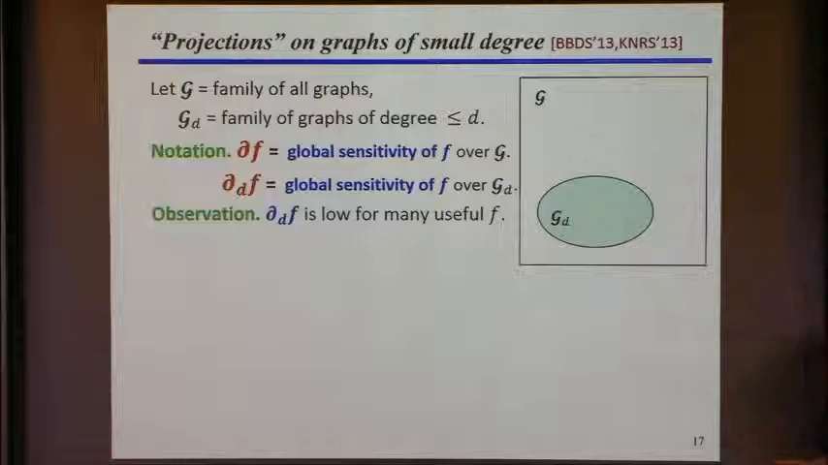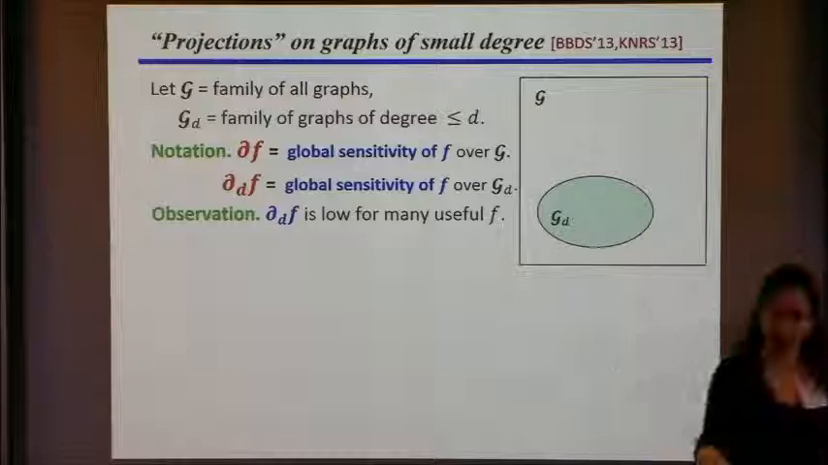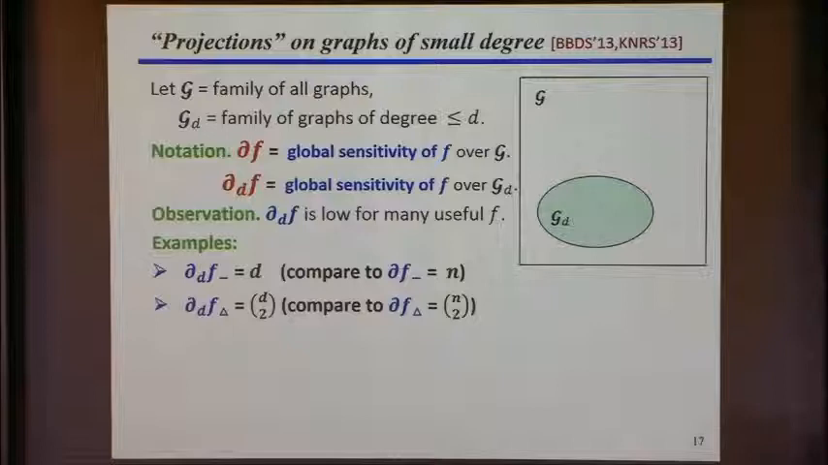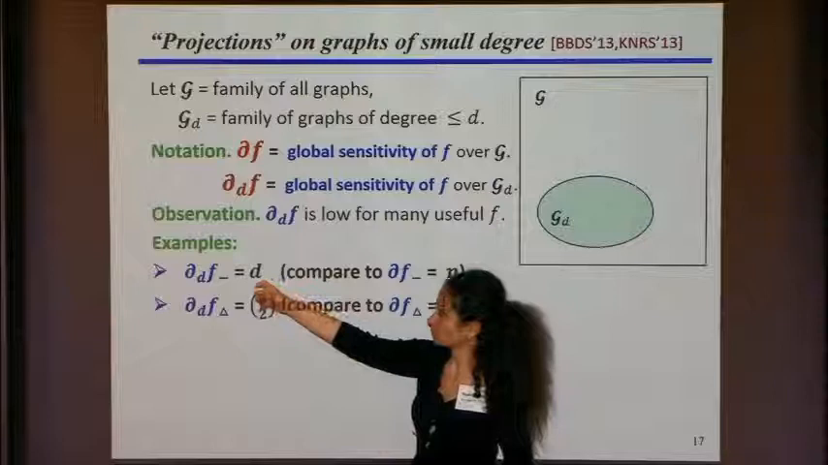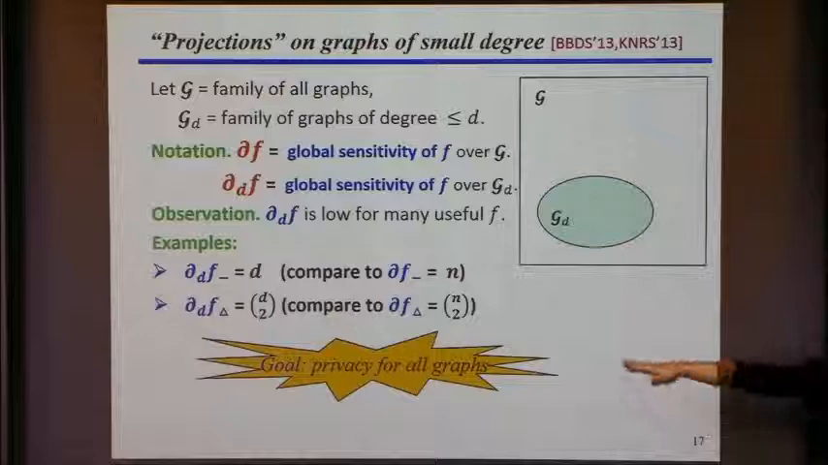And so it's not hard to observe that even global sensitivity is low for many useful functions f if you just postulate that your graph's always coming from low-degree graphs. So coming back to our examples with the number of edges and the number of triangles, now the global sensitivity is going to be d, and d choose 2, respectively, compared to n and n choose 2, which could be significantly lower. Okay, so if we just postulate that all our graphs have low degree, we're done. We can just use the global sensitivity framework. But we want privacy for all graphs.